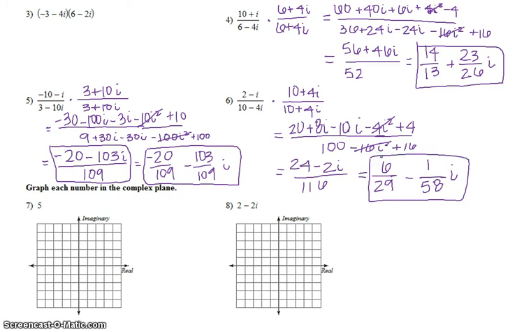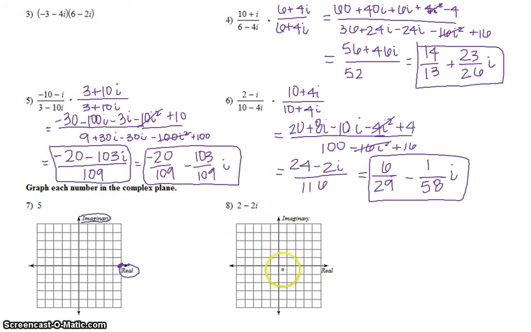When you're graphing complex numbers, you graph the real number on the real axis, the imaginary number on the imaginary axis. You have to have these labels when you do your graphs. My real number here is 5, so 1, 2, 3, 4, 1, 2, 3, 4. So I come over to 5. There is no imaginary number, so I'm just going to stay right there.